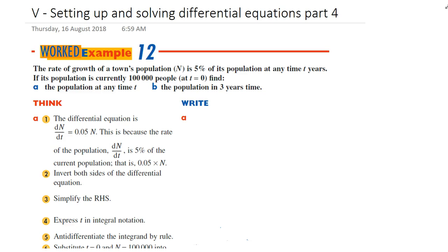Alright, so setting up and solving differential equations. This is part 4, and it's the first time you're really going to have to do any kind of heavy lifting in terms of integration and so on. Now the question is, you can read through it.